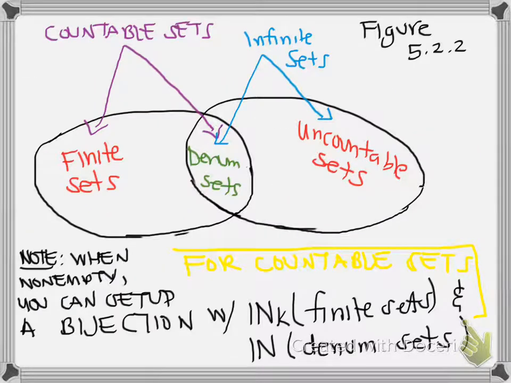So this was the diagram that the presenter showed you. It's in your book, figure 5.22. Just to clarify, the denumerable sets are in the intersection of countable sets and infinite sets, because a denumerable set is both countable and infinite. And countable sets include finite sets.